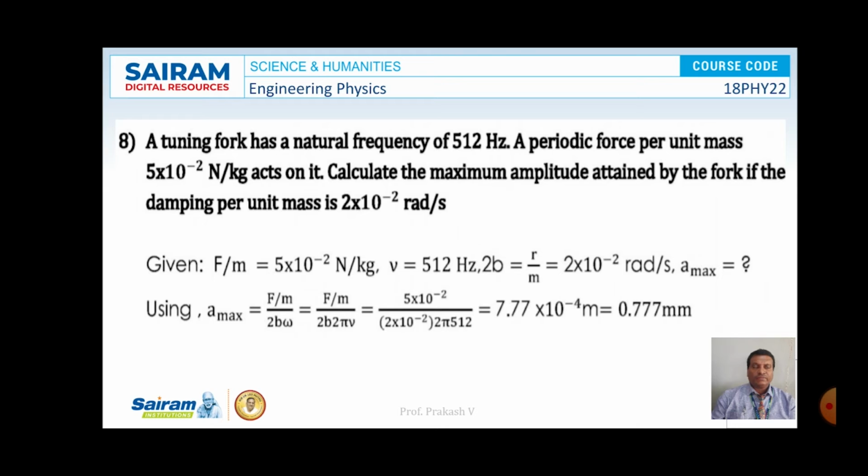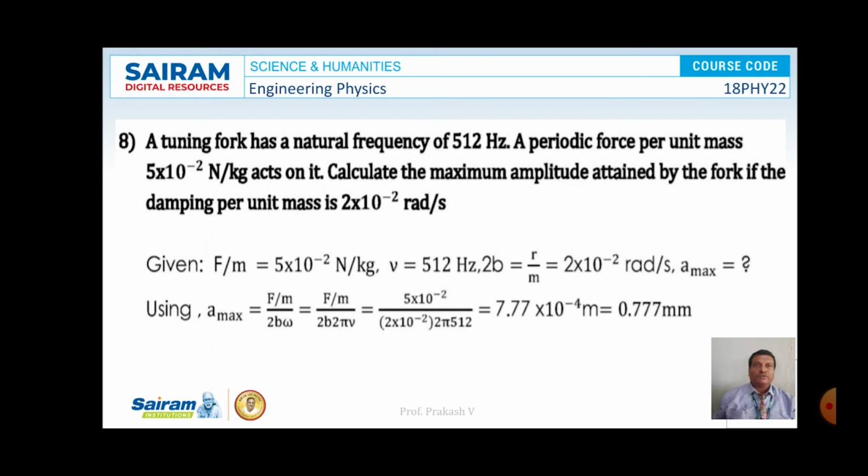So we know that A max is equal to F by m divided by 2b omega. Substitute the value of 2b as well as omega, where omega is equal to 2 pi mu. Then on simplification, by substituting the value of 2b as 2 into 10 to the power of minus 2 and the value of mu as 512, the value of A max is calculated as 7.77 into 10 to the power of minus 4 meter, or 0.777 millimeter. So this is the solution for the given problem.